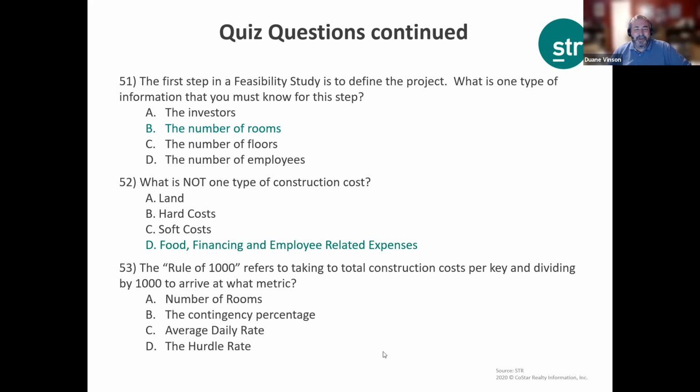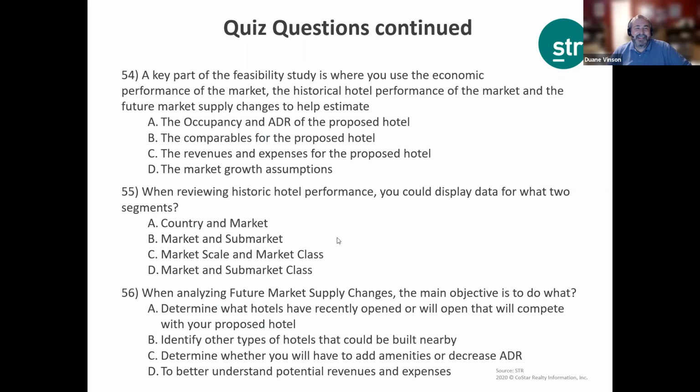Okay, number 53, the rule of 1,000 refers to taking the total construction cost per key and dividing that by 1,000 to arrive at what metric? There we go. Average daily rate. We're pre-opening ADR. Again, it gets us in the ballpark of what we'll probably have, or right around it, for our ADR, what we need for our ADR.